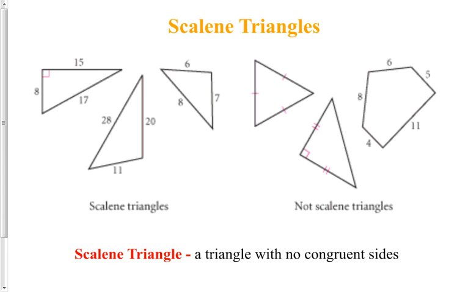Scalene triangles. On the left, we have three examples of scalene triangles, and on the right, we have some examples of triangles that are not scalene. Looking closely, we can see that a scalene triangle is a triangle with no congruent sides.